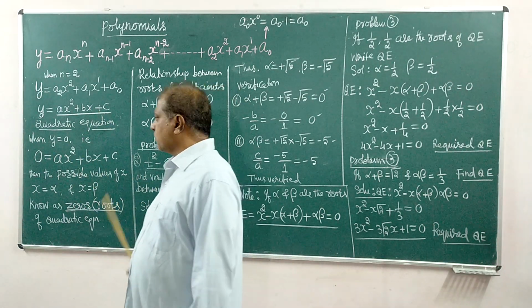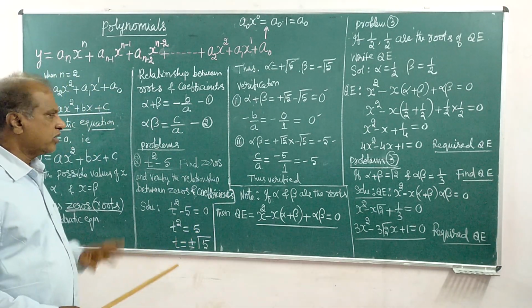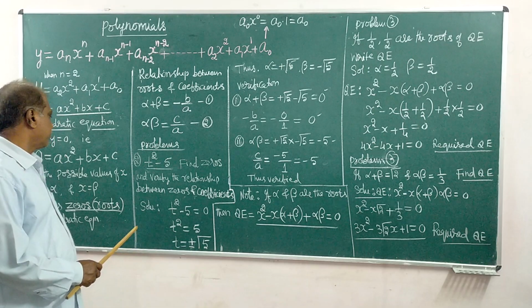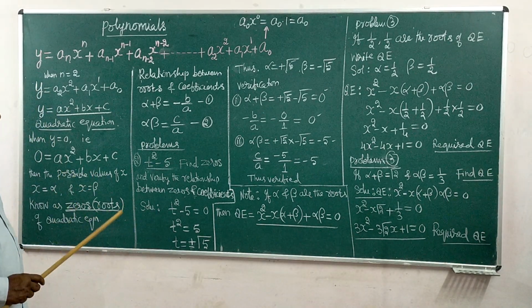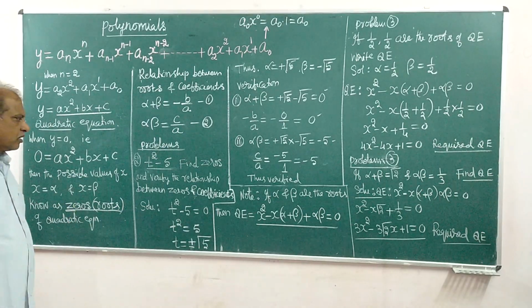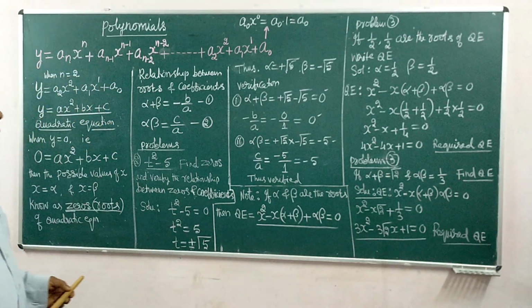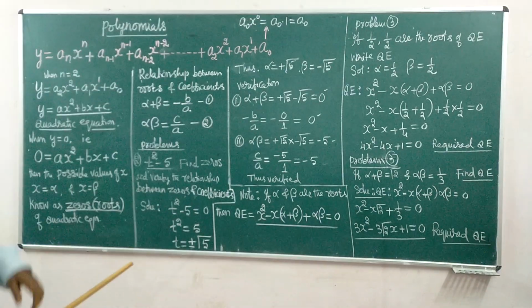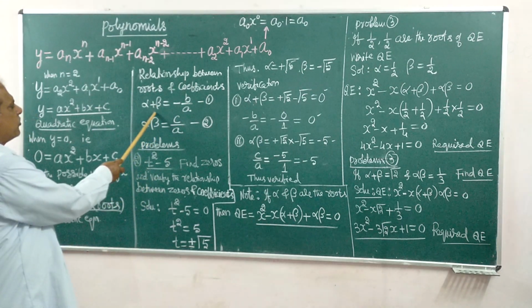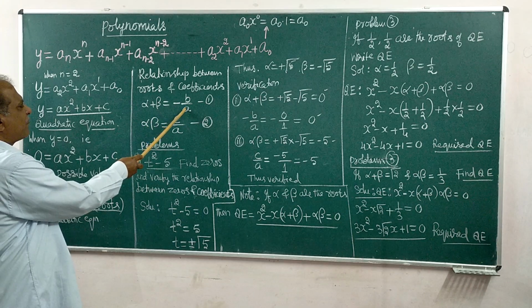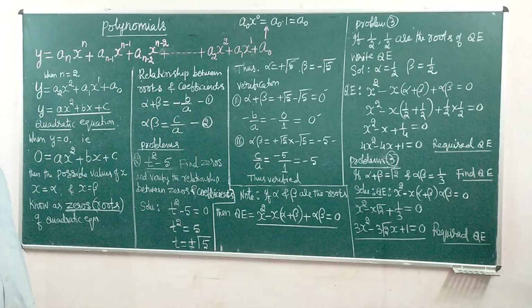If you know the quadratic equation, we can find its roots. Roots are alpha and beta by the usual factorization method or some other method. If the roots are known, we can verify the relationship between the roots and the coefficients by these two. This is one way of solving the problem.